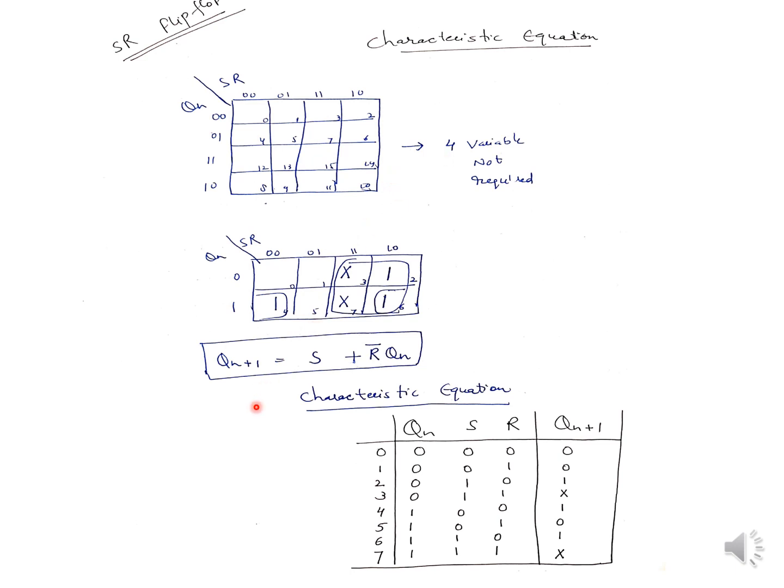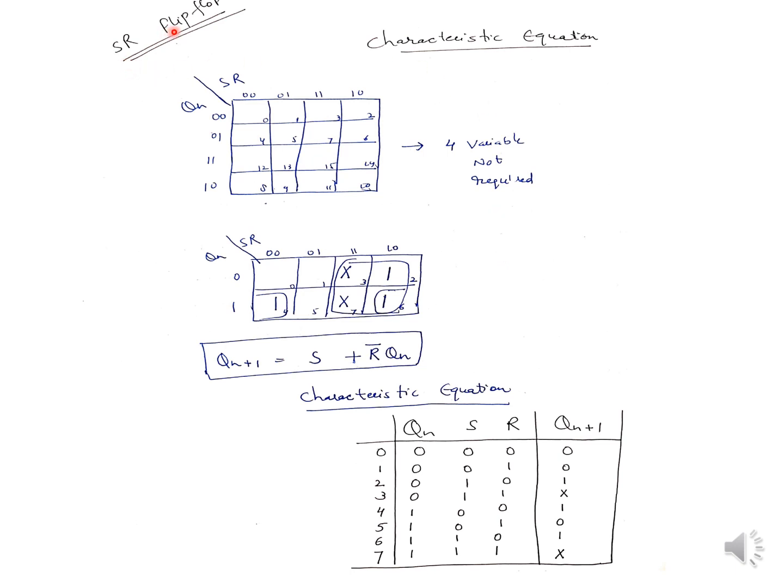You all know what is a 4 variable K-map, what is a 3 variable K-map, what is a 2 variable K-map. A 4 variable K-map is used when there are 16 input combinations, right? This is the 3 variable K-map, as you can see, Qn, S and R. A 3 variable K-map is used when there are 8 combinations.